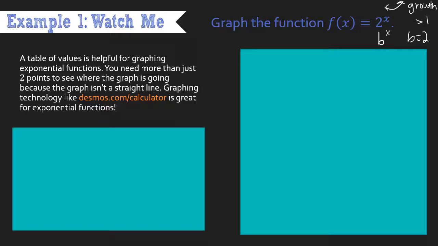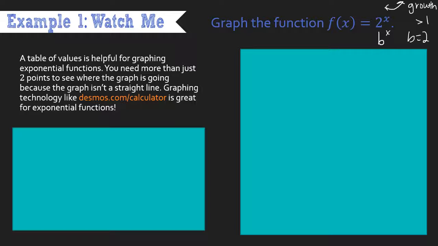A table of values is really helpful when we're graphing exponential functions, and you're going to need more than just 2 points. Like when we graphed a line, 2 points was sufficient. We could just plot 2 points and graph. But when we have an exponential curve, we need more than 2 because we need to see where that graph is going to head upwards to or downwards to, depending on if we have growth or decay.